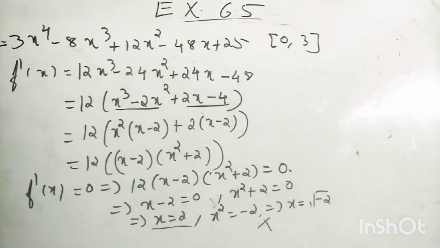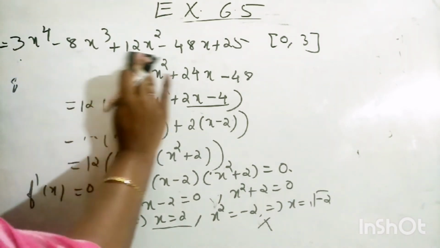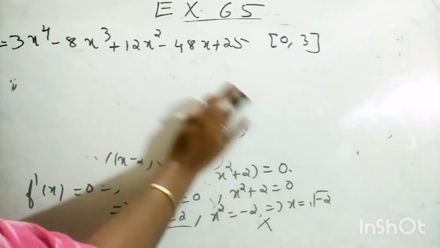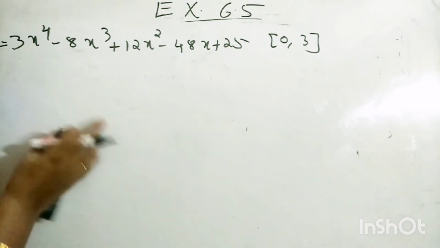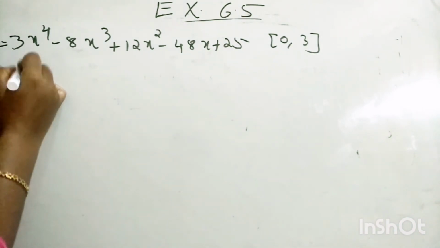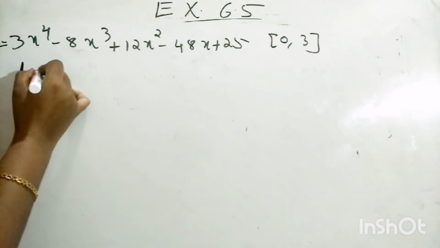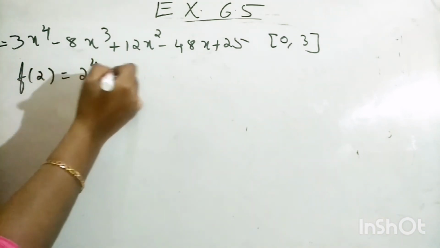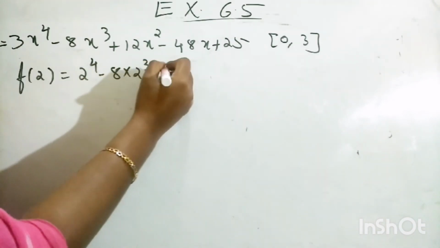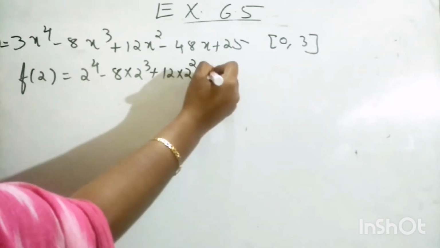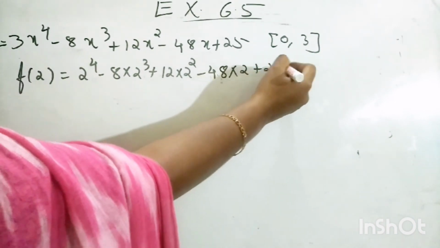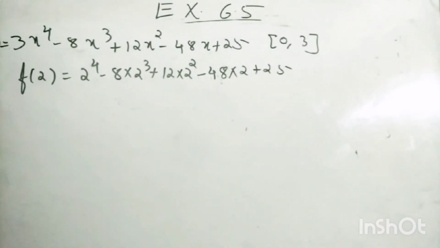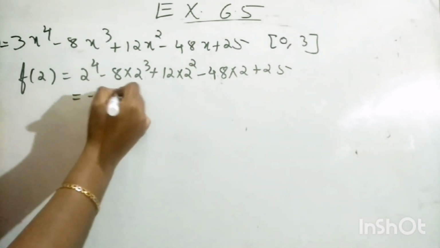Now we are going to find the value of f of x at x is equal to 2 and the end points x is equal to 0, x is equal to 3. So f of 2 is equal to 3 into 2 raised to 4 minus 8 into 2 cube plus 12 into 2 square minus 48 into 2 plus 25, and that we will get as minus 39.